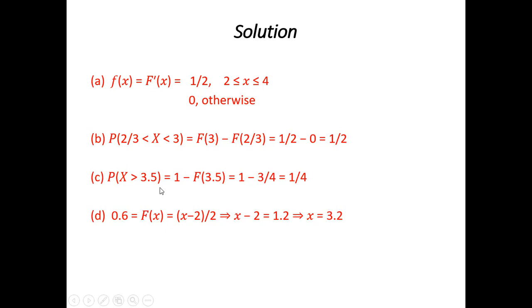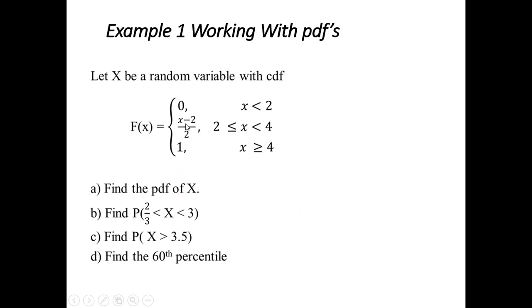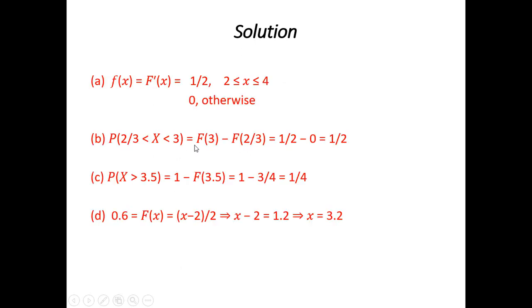If I wanted the probability that x is greater than 3.5, the first idea we use here is to convert this into the complement, find the probability x is less than or equal to 3.5, and then we subtract that from 1. So we will get 1 minus 3/4, right? This 3/4 we would get by putting in 3.5 here. So 3.5 minus 2, then divided by 2, gives us this value here, 3/4. So we get 1 minus 3/4, which is 1/4.